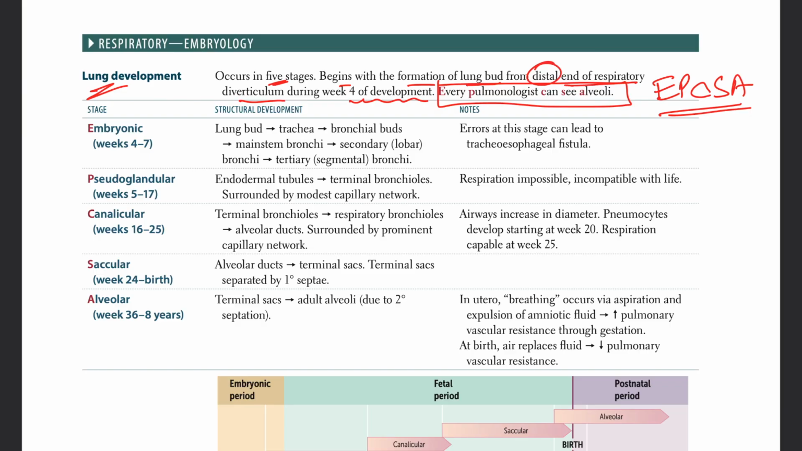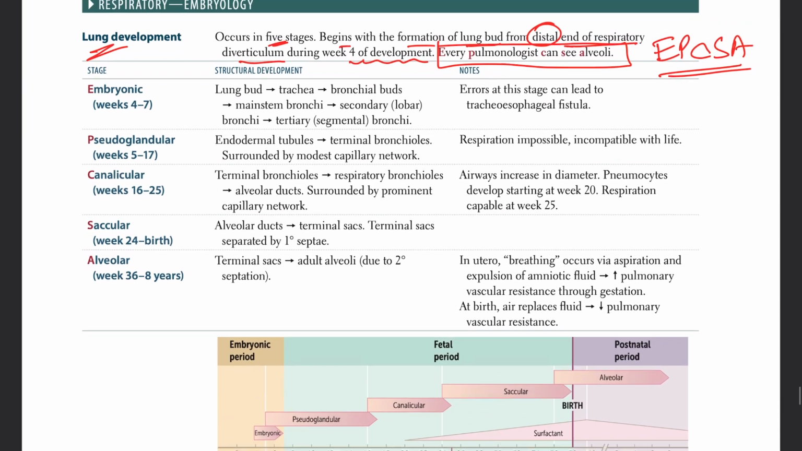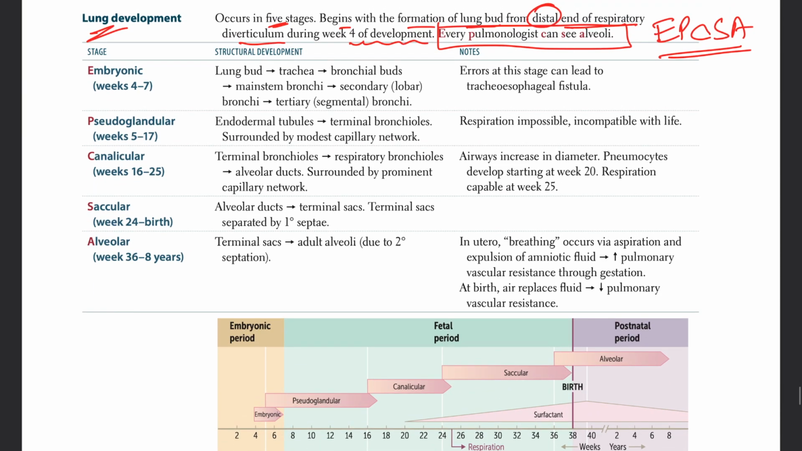So let's look into the details. The first one we have is the embryonic stage, which occurs at weeks 4 to 7. Then you have the pseudoglandular, which occurs 5 to 17, canalicular 16 to 25, saccular 24 to birth, and alveolar 36 to 8 years. But how are we going to memorize that? This is too much, right?